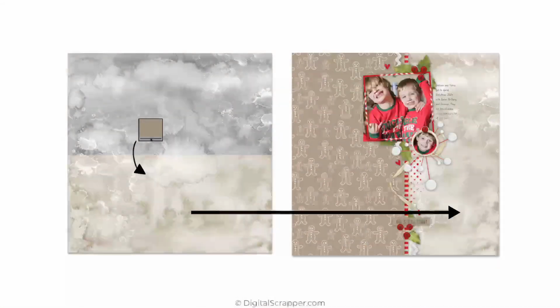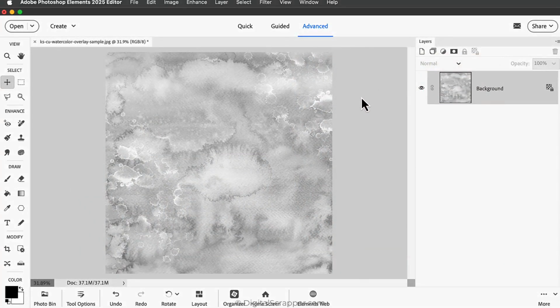Add color to a grayscale background paper using a solid color adjustment layer and your choice of blend modes. This video is being recorded in Photoshop Elements, but the instructions are exactly the same for Adobe Photoshop, except where noted. Here I've already opened the grayscale background paper from the download, and I've pressed the letter D to reset the color chips to the default of black over white.